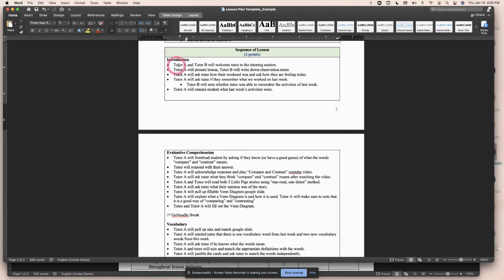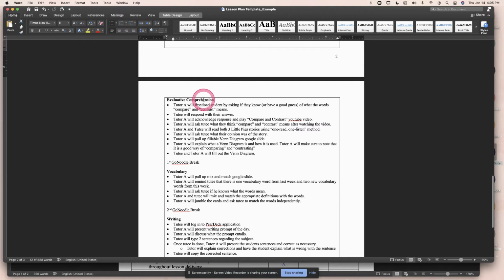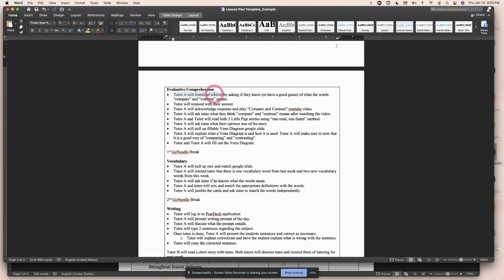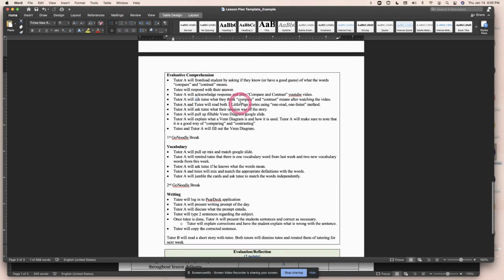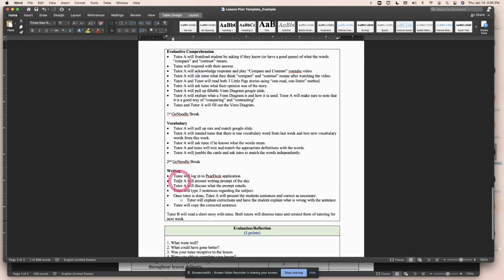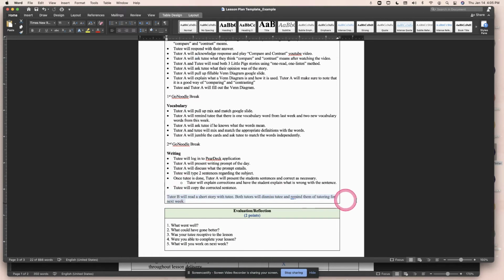So notice that I wrote tutor A and tutor B, and then I made sure to distinguish. Tutor A is going to present the lesson, and my tutor B is going to write down the observational notes. Okay, so this is my introduction. For my evaluative comprehension, I wrote down every step that I will front load, I will respond, acknowledge, ask. These are the verbs that you need to be putting into your sequence of instruction. What will you be specifically doing, and what do you expect your tutee to be doing during these times? Okay. I added my breaks, my writing, and then my final goodbye.